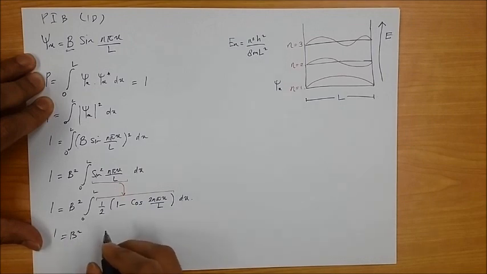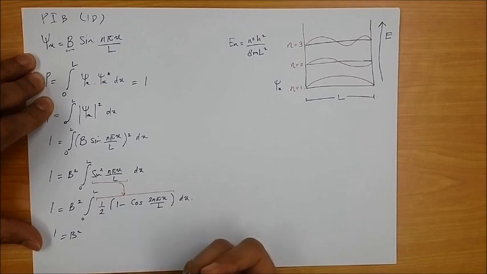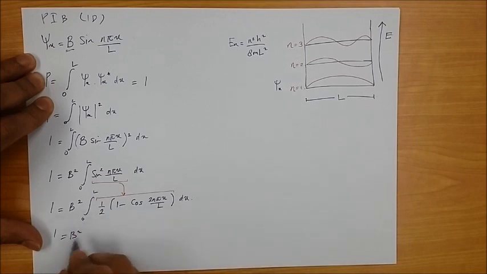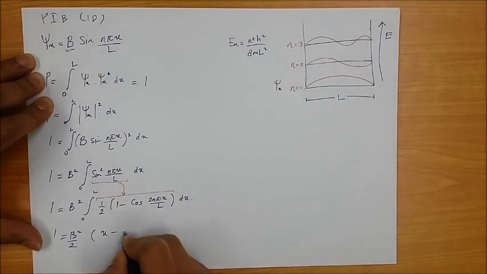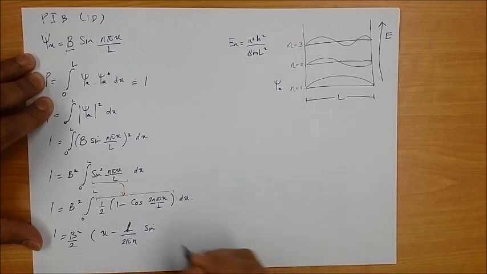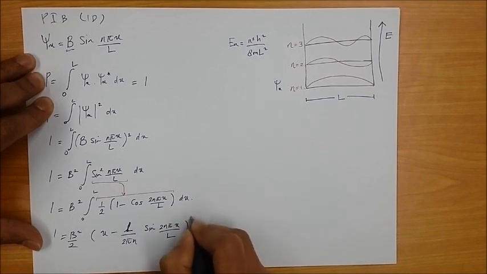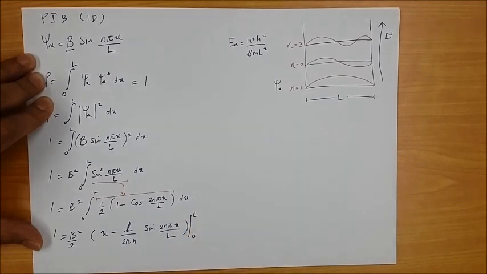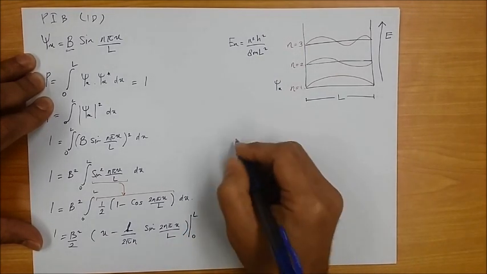B squared is a constant, so you can take this half also as a constant. So at the end you have here x minus L over 2 pi n times sin(2 n pi x over L), from 0 to L. Okay, so let's continue here.